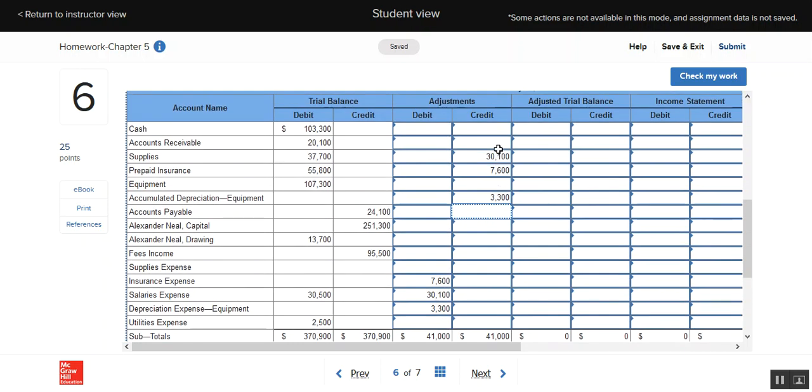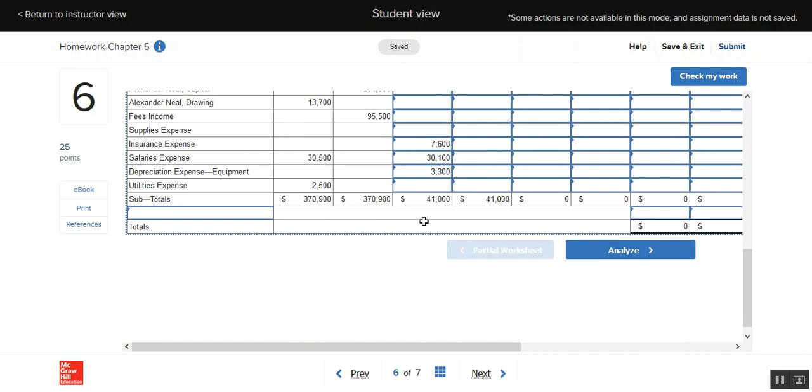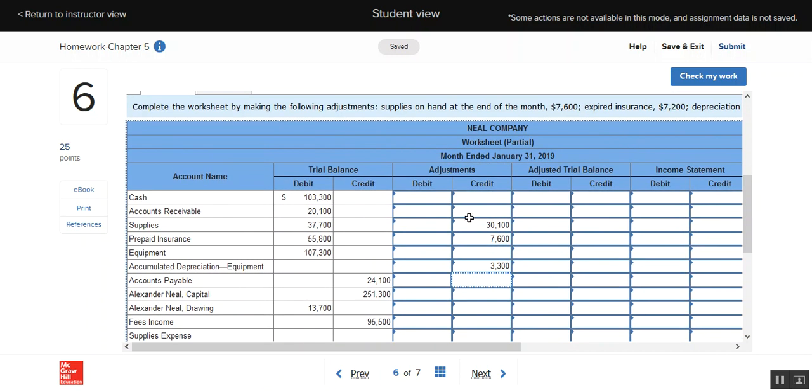So there were only 3 adjusting entries. We have 3 credits, 3 debits, and our totals are in balance as they should be. So at this point, you're finished with the adjustments column. In the adjustments column, you can leave everything blank that's not adjusted.